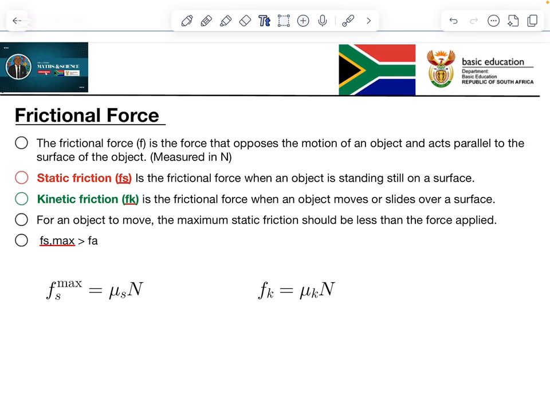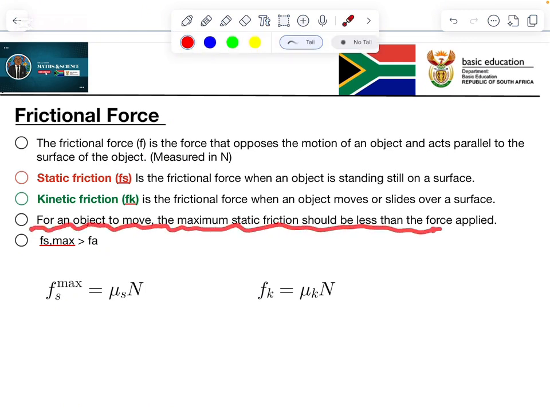We have the static frictional force, which is the frictional force when the object is standing still on the surface. And then we also have the kinetic frictional force, which is the frictional force when the object moves or slides over a surface. And we have this statement, which is very important. For an object to move, the maximum static frictional force should be less than the applied force.